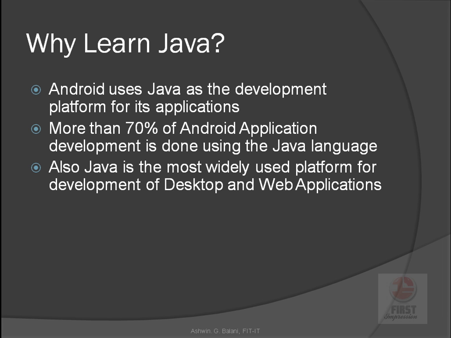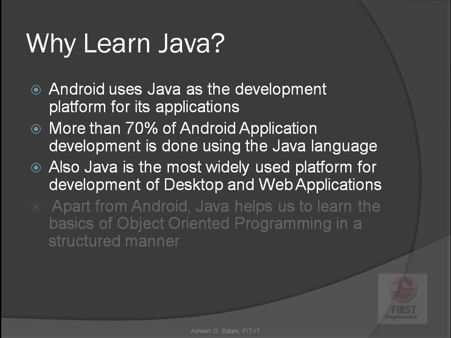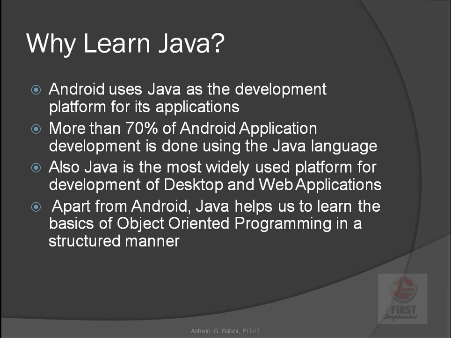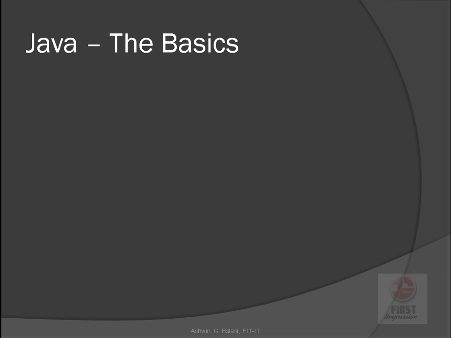Also, Java is the most widely used platform for development of desktop and web applications. You might have heard of something called J2SE or J2EE. J2SE is used for the desktop part and J2EE is used for the web part. Apart from this, Java also helps us to learn the basics of object-oriented programming in a much more structured manner. So let's begin with Java.